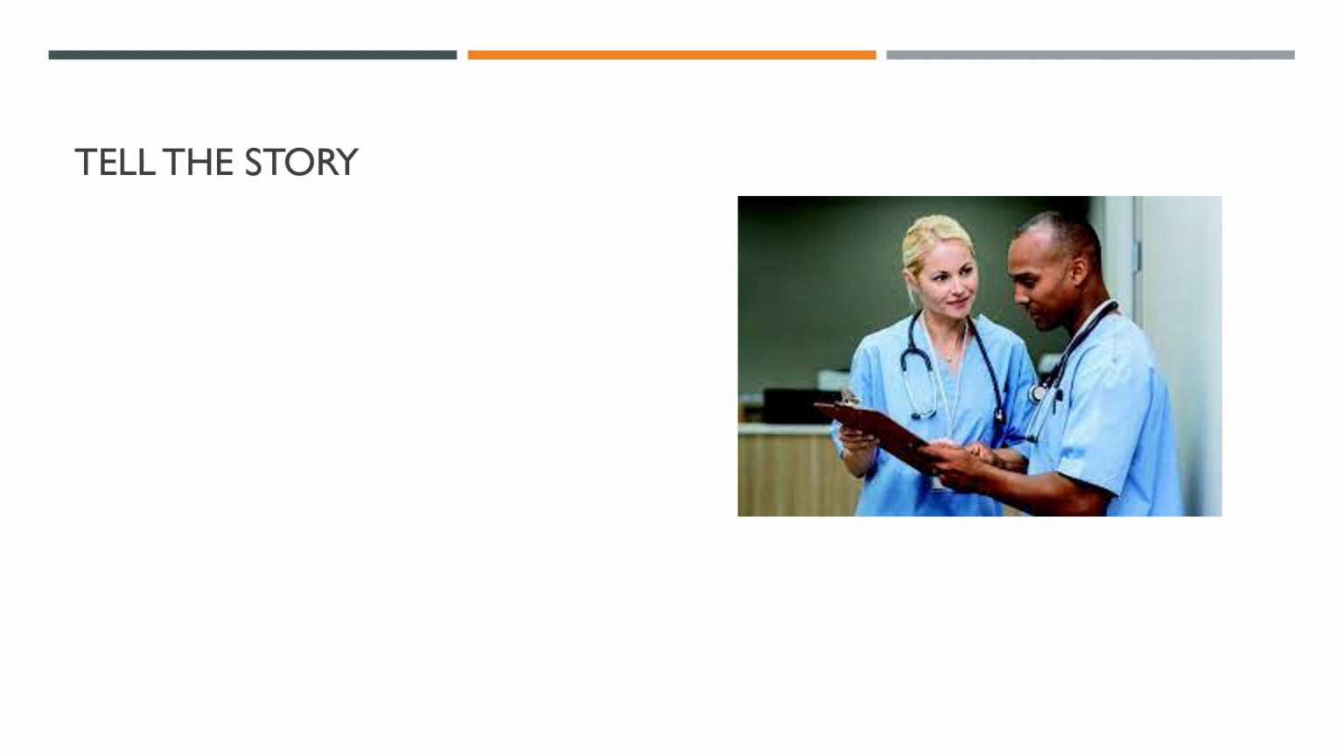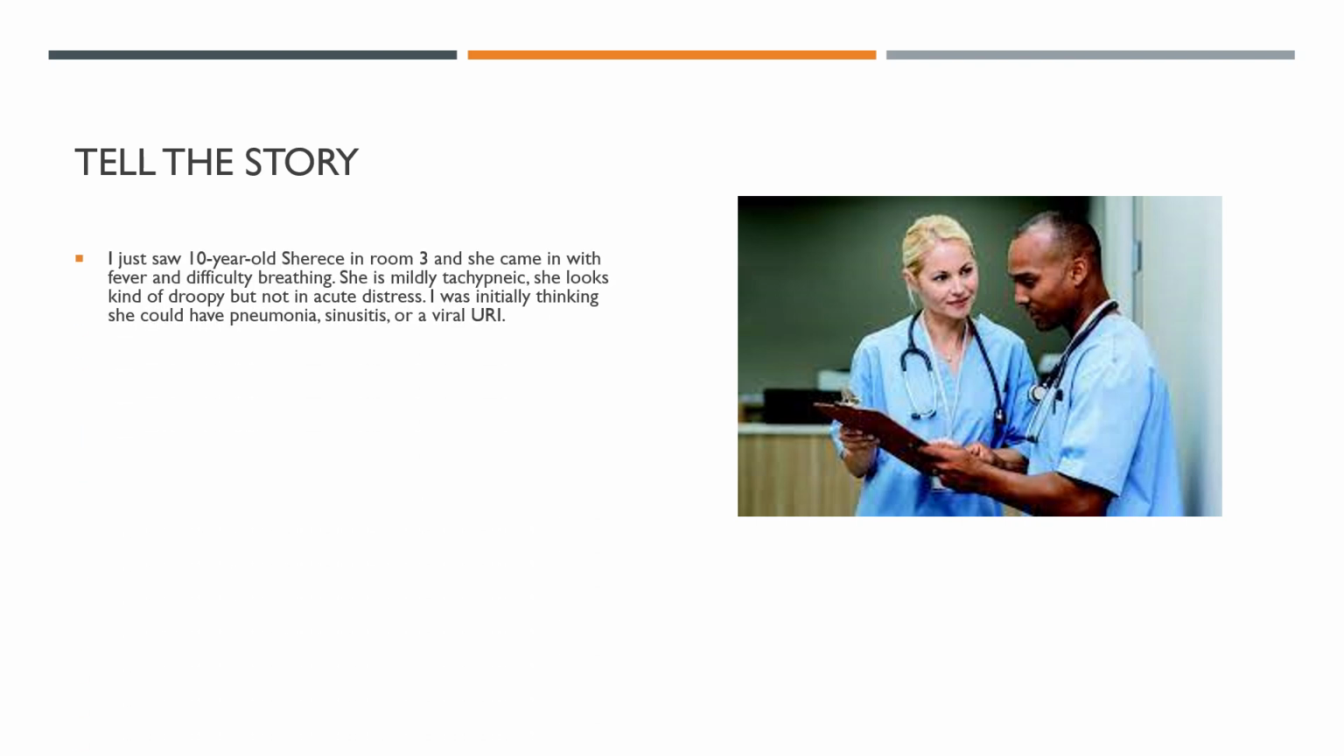So this slide is going to show you what the story looks like based on the patient we just saw in the last two slides. So here we are. I just saw 10-year-old Charisse in room 3, and she came in with fever and difficulty breathing. She is mildly tachypneic. She looks kind of droopy, but not in acute distress. I was initially thinking she could have pneumonia, sinusitis, or a viral upper respiratory infection.